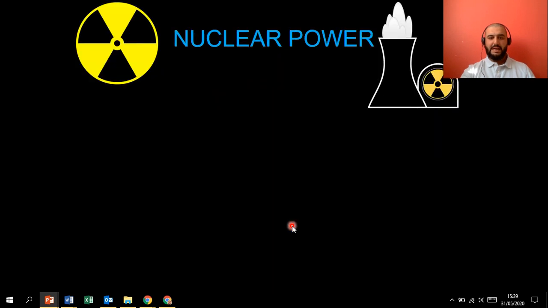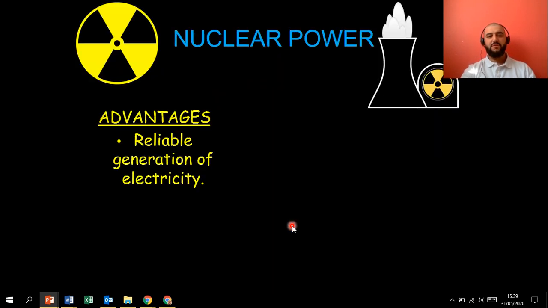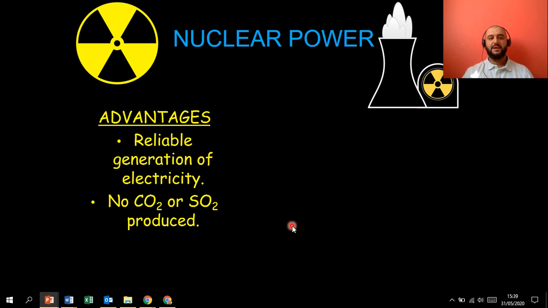Okay. So, advantages of nuclear power. Again, reliable generation of electricity, because we know that the reaction is taking place. Most importantly, there's no production of CO2 or SO2. So that massive effect that fossil fuels have on the environment, with nuclear power, this is eliminated. Good to meet basic demand. Again, France is a country that generates over 80% of its power from nuclear power stations.